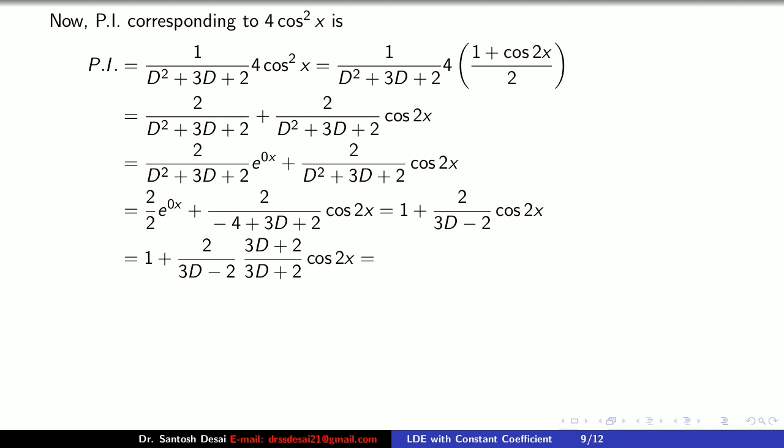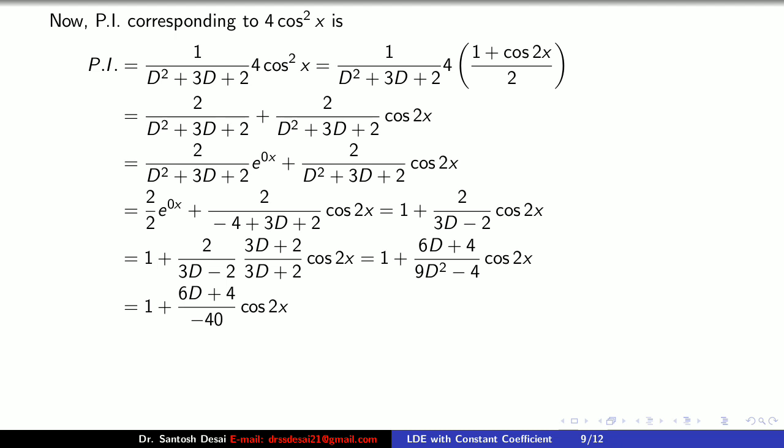Now simplify the numerator. So first term 1 plus, numerator is 6D plus 4, and denominator, by using a square minus b square, we get 9D square minus 4 into cos 2x. Again in the denominator there is a term of D square, so replace D square by minus 4 again. So we get 1 plus (6D plus 4) divided by, if you replace D square by minus 4, minus 36 and minus 4, so you get minus 40, into cos 2x.